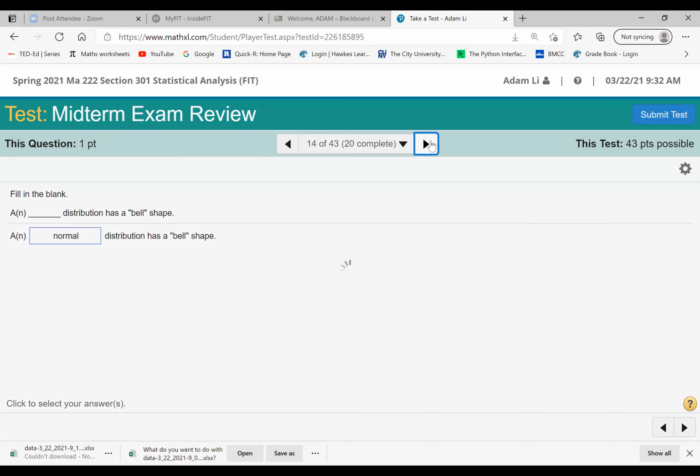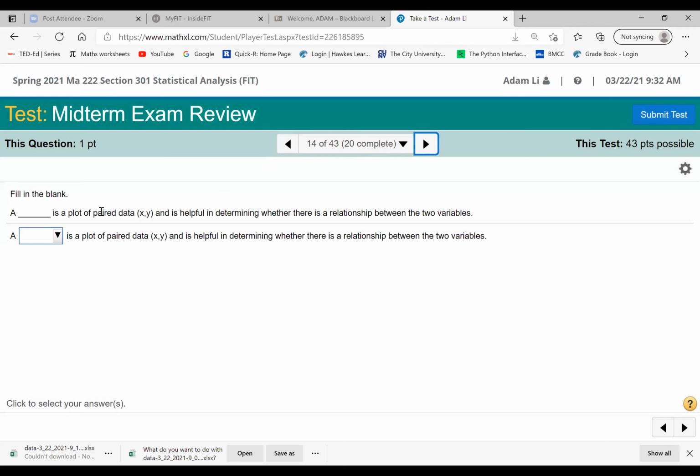Now, next question, 14. What is a plot of paired data xy that's helpful in determining whether there's a relationship between two variables? We call this a scatter plot. A scatter plot is a plot of ordered pairs, x, y values. X here is the independent variable, y is the dependent variable, and we try to figure out the relationship between those two variables. We're going to talk about that in chapter 10, when we talk about regression analysis.